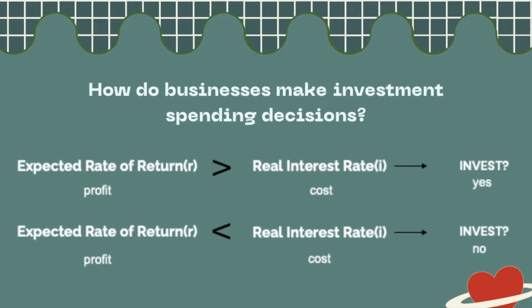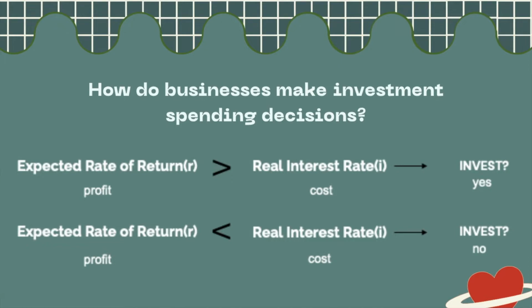To make it clear, any proposed investment spending is going to be judged by looking at its expected profit, which is the expected rate of return here. What we are looking at is what we expect to earn from some proposed capital equipment purchase, and what it is going to cost to buy that capital, which is normally measured using the real interest rate.